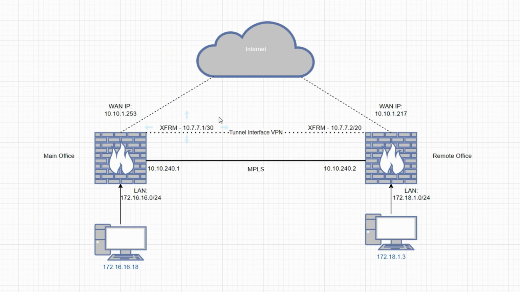Okay. Now I have a diagram here of the two locations, just so you can see. For reference, we're going to have two XG firewalls at each end. There's going to be an MPLS link between the two with these IPs. Then we have the tunnel interface VPN. There's the main office, and there's the remote office. And these are our two clients that we're going to be testing today.